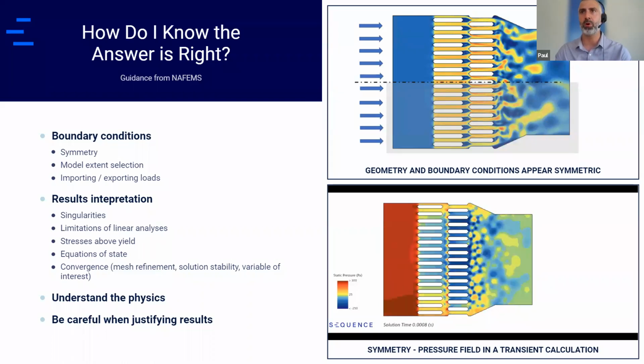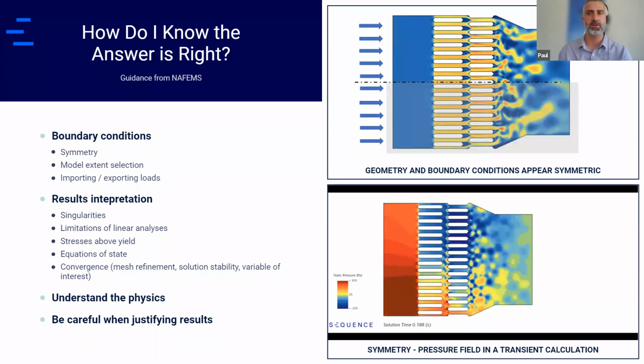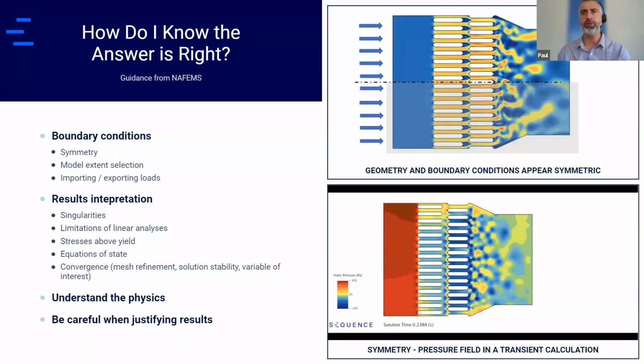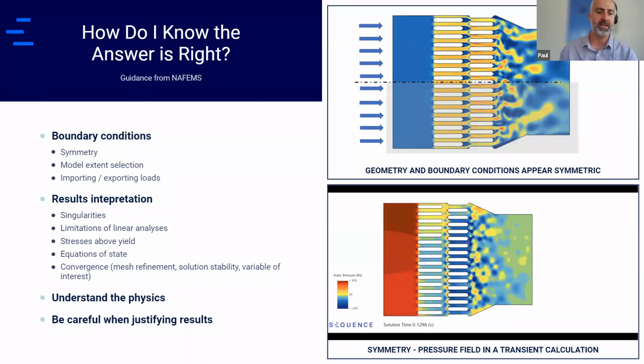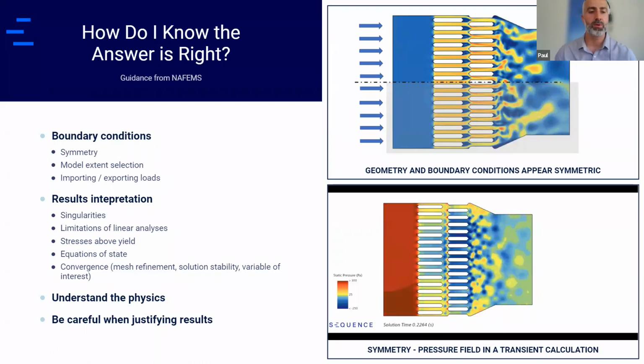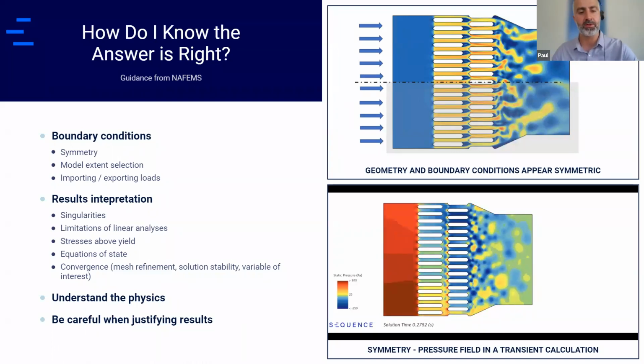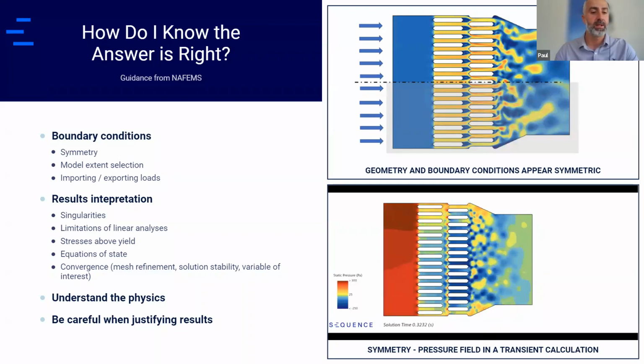Symmetry in structural models can be a problem too. If you have buckling modes that extend beyond the sector that you've modeled and you apply symmetry boundary conditions to that model, you just won't capture those buckling modes. The same goes for modal analysis. So symmetry has to be used with knowledge, and it leads into the idea of model extent selection. Knowing where to truncate your computational domain is really important.